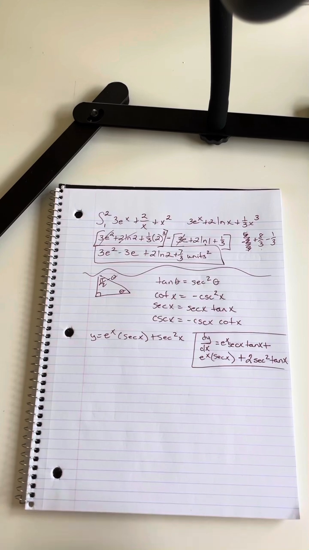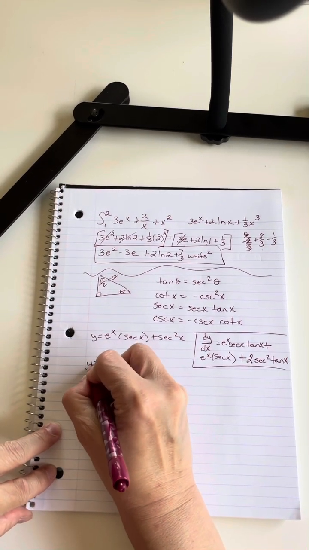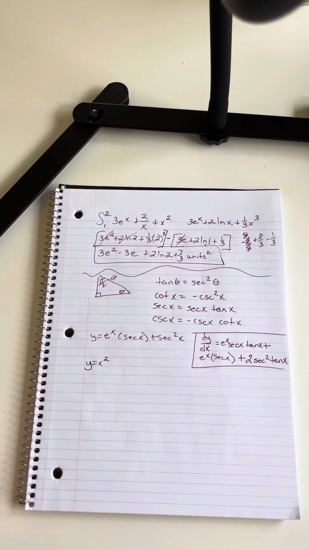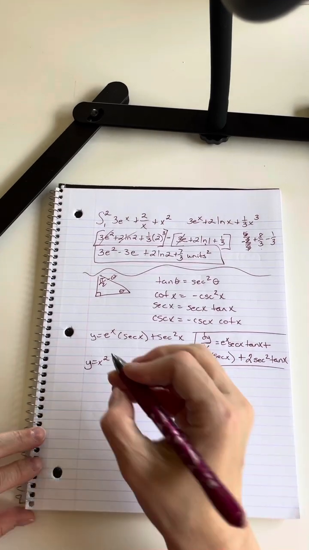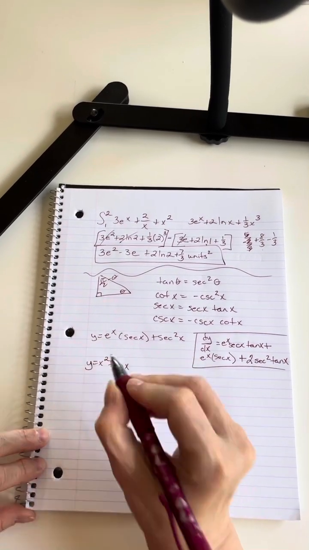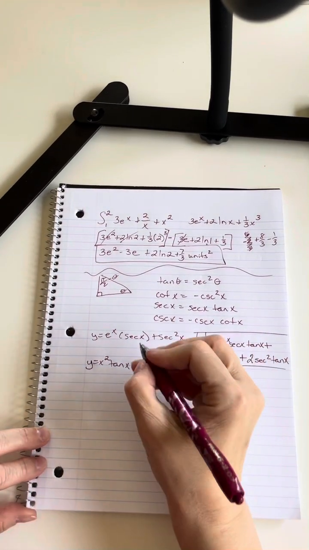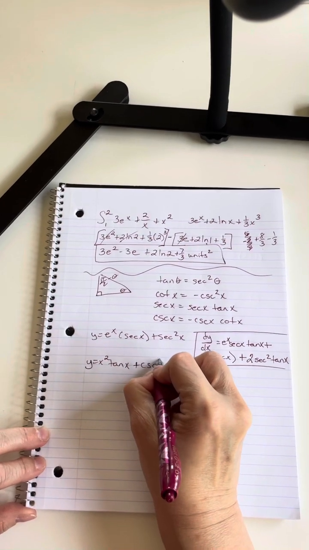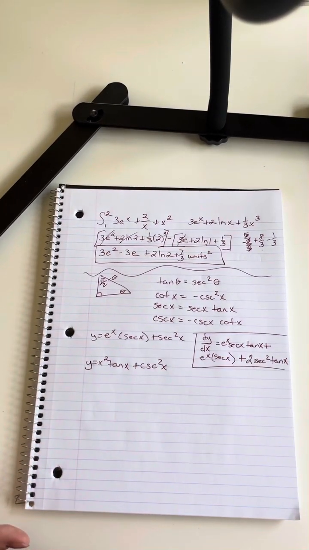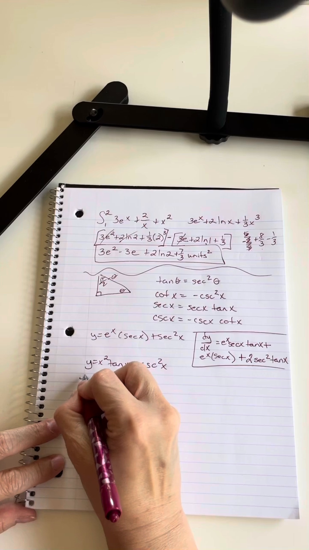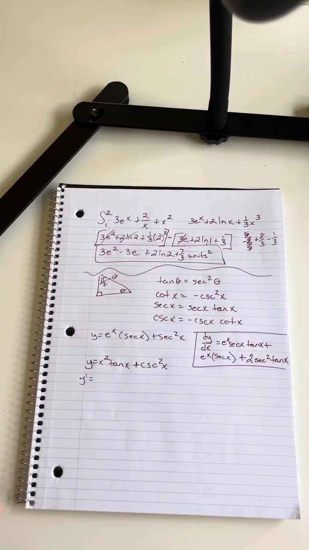Example 7, if y equals x squared tangent x plus cosecant squared x, find y prime. All right, so I'm not going to cram it in this time. We're going to give ourselves space.